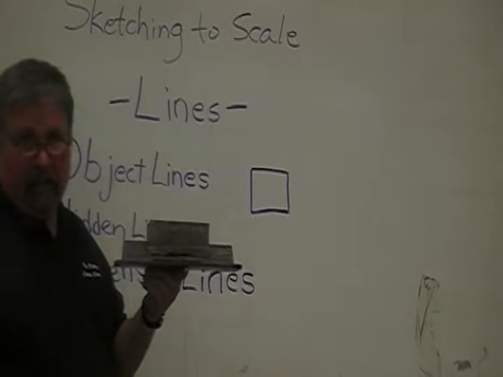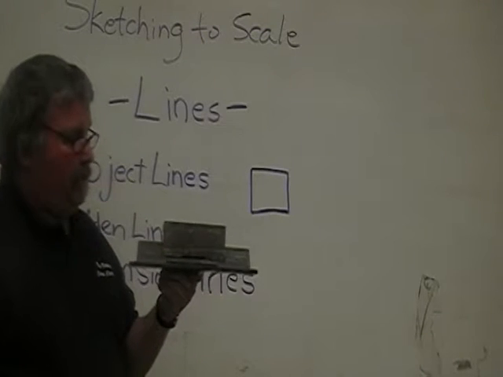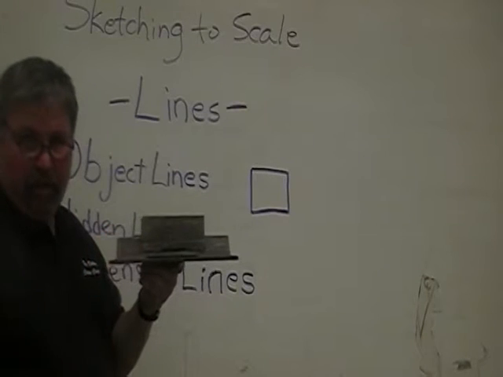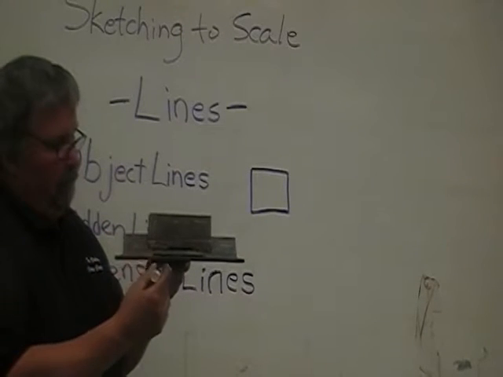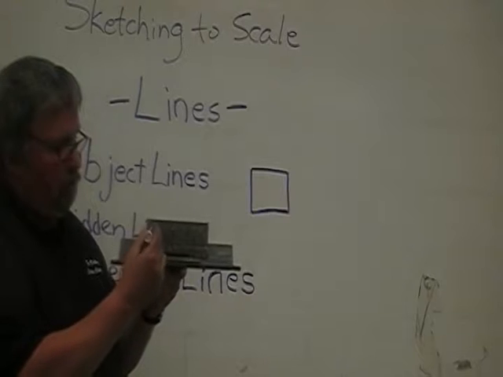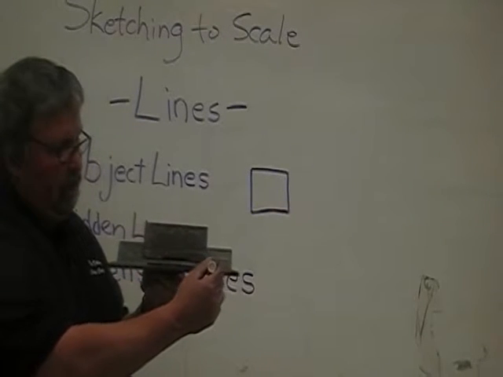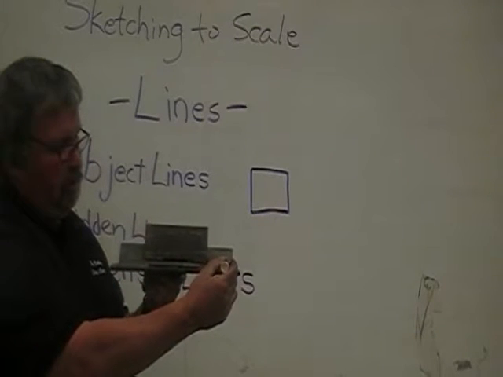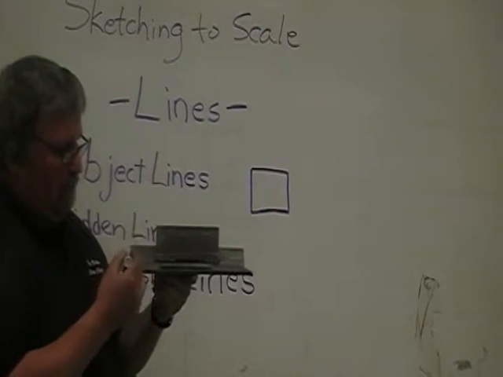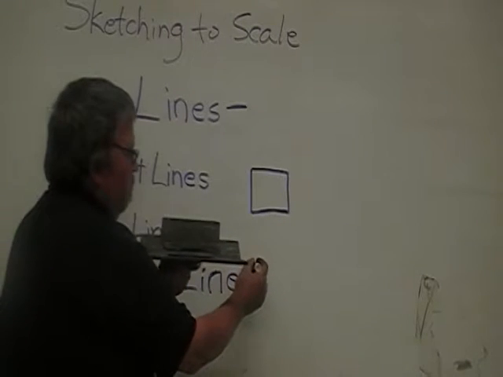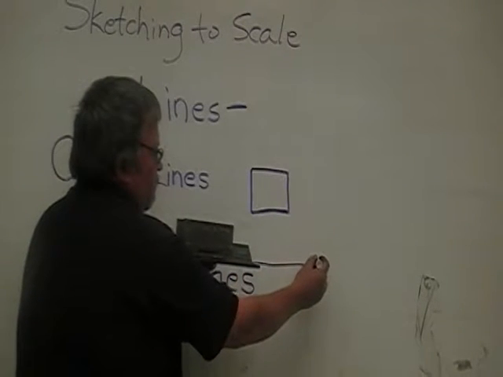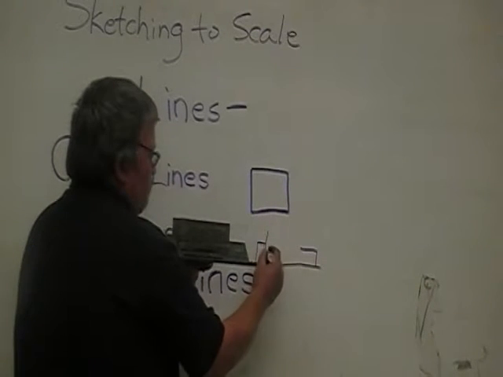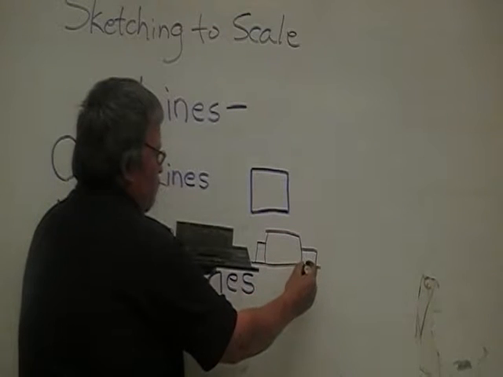The next set of lines that we use are hidden lines. They are used to show kind of like X-ray vision from a view. On this object, if I were to draw my object lines, I have a line here, a rectangle here, and basically 2 lines here. It would look something like this, with the rectangle in the middle.